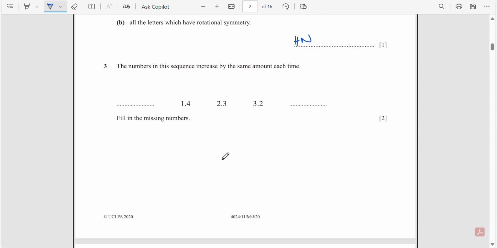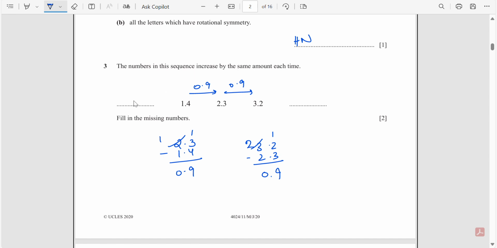The next question is: the numbers in this sequence increase by the same amount each time. Fill in the missing numbers. So to see by how much they're increasing, you can subtract 1.4 from 2.3, and here you'll get 0.9. So here it's increasing by 0.9. Now let's check it here. Here it's also increasing by 0.9.